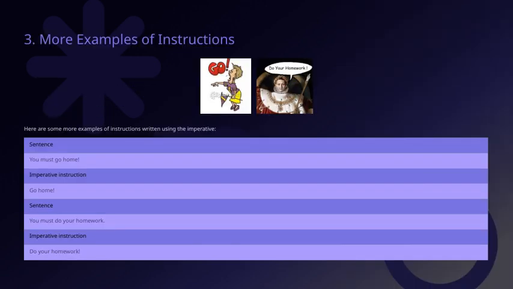In this slide, we see some examples of sentences and their corresponding imperative instructions. For example, the sentence, "You must go home," is a statement, but when we give a direct command, it becomes "go home." Similarly, "You must do your homework" turns into "do your homework." These examples highlight how we can transform a regular sentence into an imperative instruction, which is often used to give clear, direct commands. This process is important because it shows how language can be used to make instructions more straightforward and actionable. The key point here is that imperative instructions are concise and focused, making them effective for guiding actions.